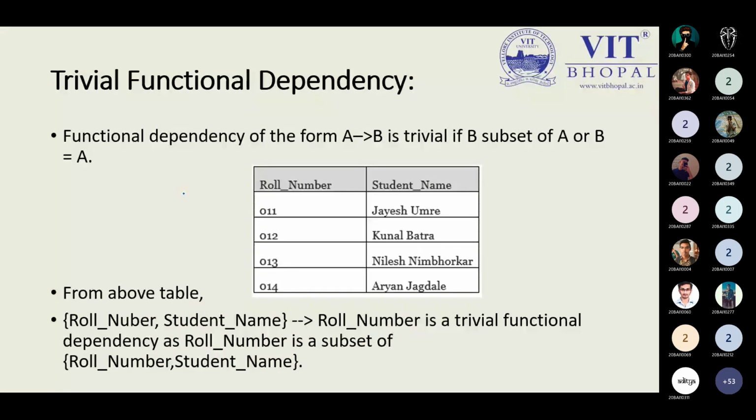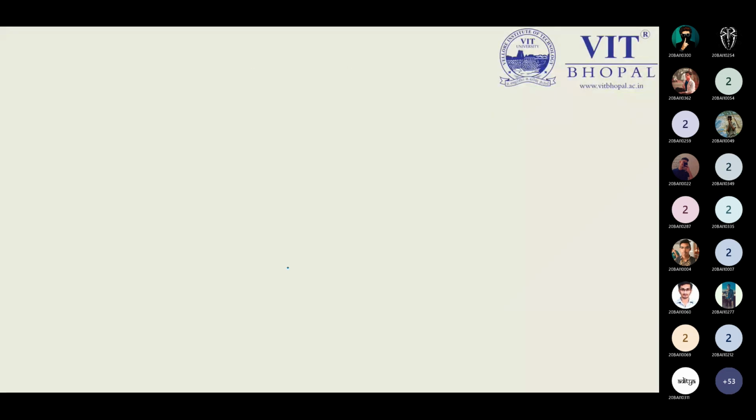And trivial functional dependencies we have already seen. What are trivial functional dependencies? Yes, student roll number and student name we are taking. So student roll number is a subset of this set, student roll number and student name. So this is known as the trivial functional dependency, undoubtedly. Okay, and non-trivial as well. Okay, students, so this is just the introductory part of the types of functional dependencies we have seen today.